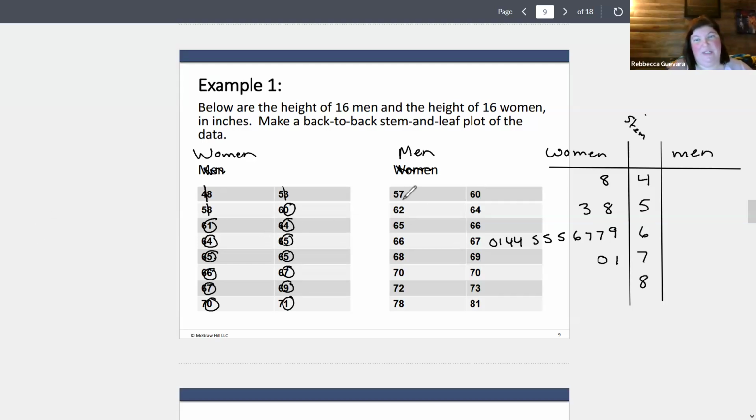All right, and the other side, we're going to put the men. So I don't have any men who are 40, so we leave that blank. But I do have some that are 50. So my leaf is going to be that 7. So we have 57. Then for the 60s, that's going to be another big one. So we have a 60, so we get 0, a 62, so we get 2, a 64, so we get the 4, a 65, a 66, a 66, a 67, a 68, and a 69. Barely fit it in there. The 70s, we have a 70, a 70, a 72, a 73, and a 78. And then my 80s, I only have 1.